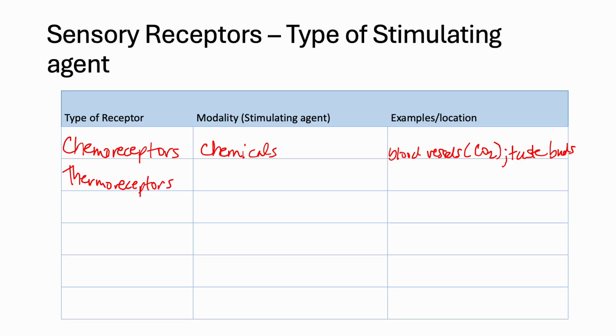And so our stimulating agent, what we're detecting would be temperature or heat. Changes in temperature, changes in heat. So we know that we have those present in our skin. And if you'll recall, way back in the first or second unit, we talked about how important regulation of our body temperature was as far as our homeostasis.